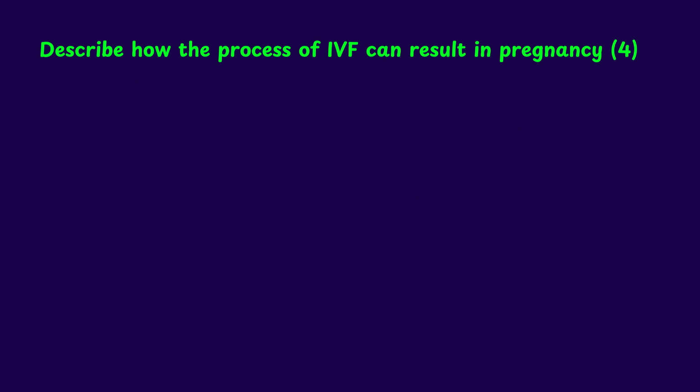Question 2. Describe how the process of IVF can result in pregnancy. All right, so first of all, students, IVF stands for in vitro fertilization, meaning fertilization is happening outside the woman's body. Why would this need to happen, though, students? Maybe the woman's fallopian tube or oviduct, maybe they're blocked or they're damaged, and so fertilization needs to take place in an artificial way, which is in a lab.